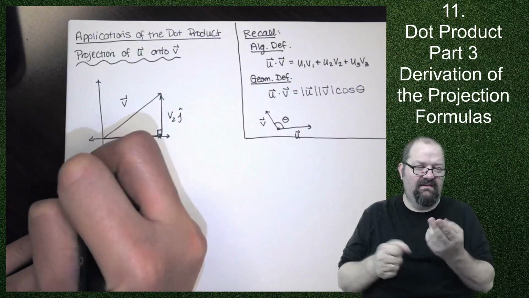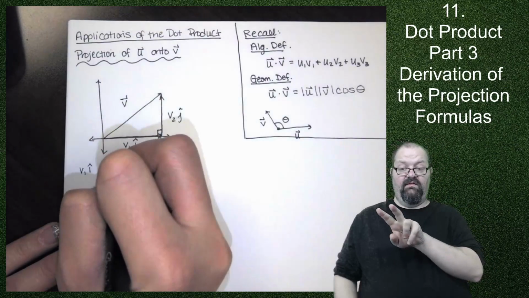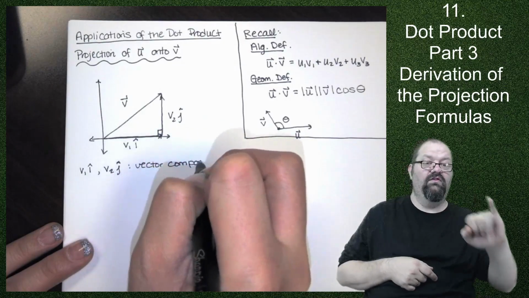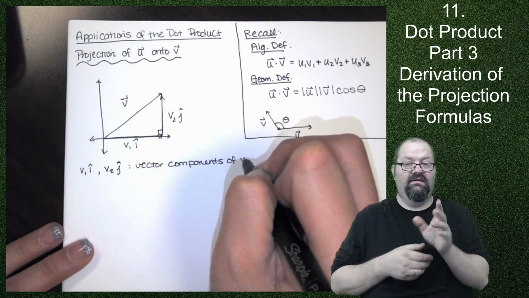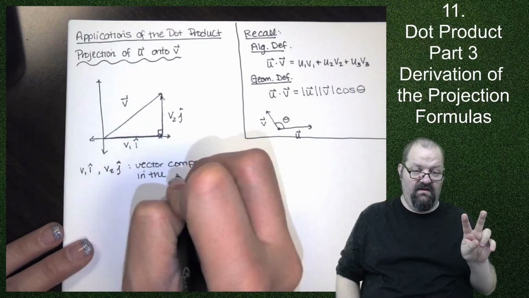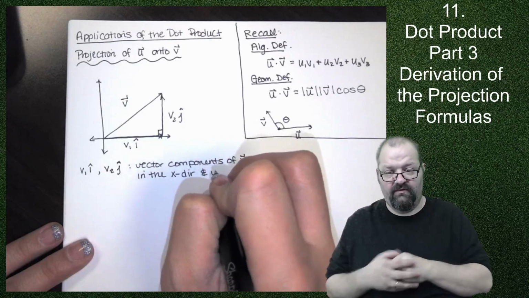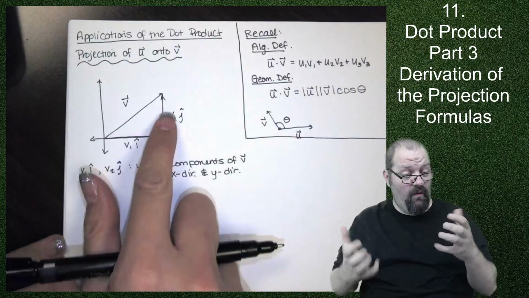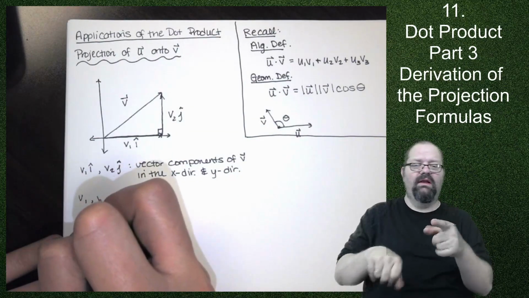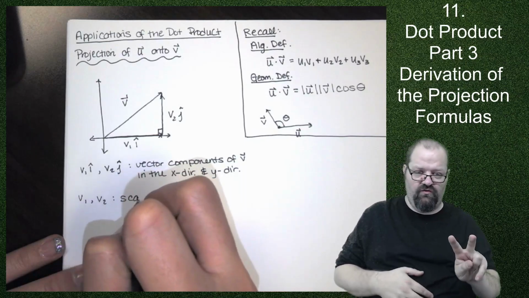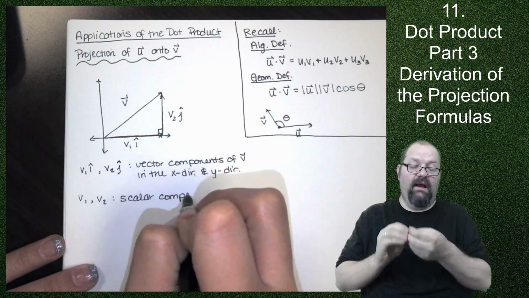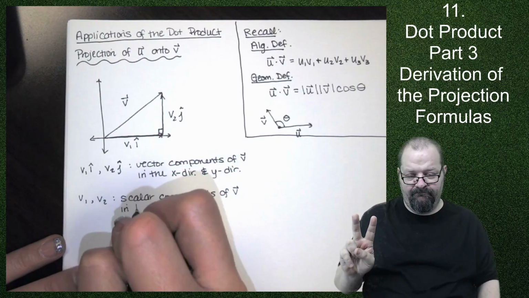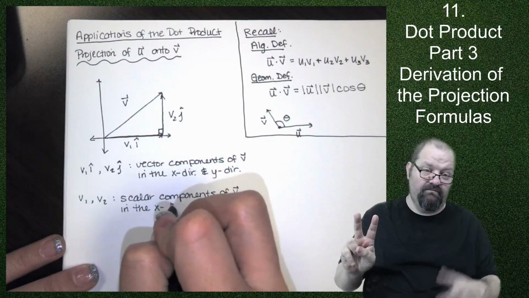But we said that v1 times i hat and v2 times j hat are the vector components of v in the x direction and y direction, respectively. And if we want scalar components, we're just talking about the length of each of those. So v1 and v2, those are just numbers. Those are the scalar components of v in the x and y directions, respectively.